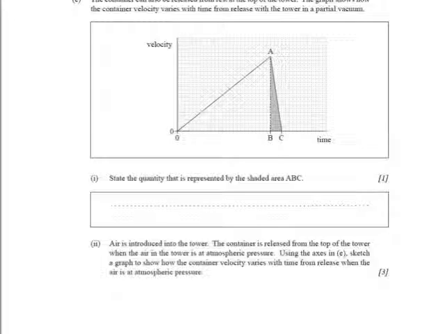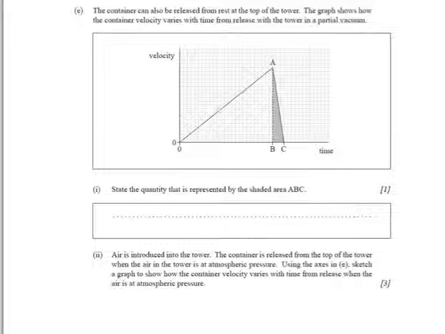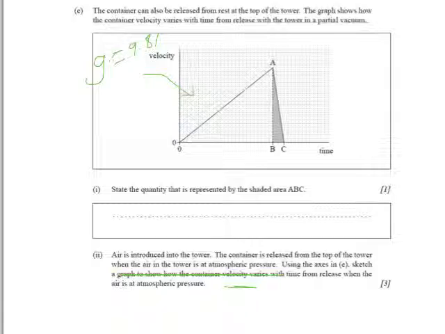Now, if air is then released into the tower, you won't have this perfect slope, because g, the acceleration due to gravity, would not be 9.81. It would be affected by air resistance. The container is released from the top of the tower when the air in the tower is at atmospheric pressure, so it's going to have normal air resistance. Using the axes in E, sketch a graph to show how the container velocity varies with time.